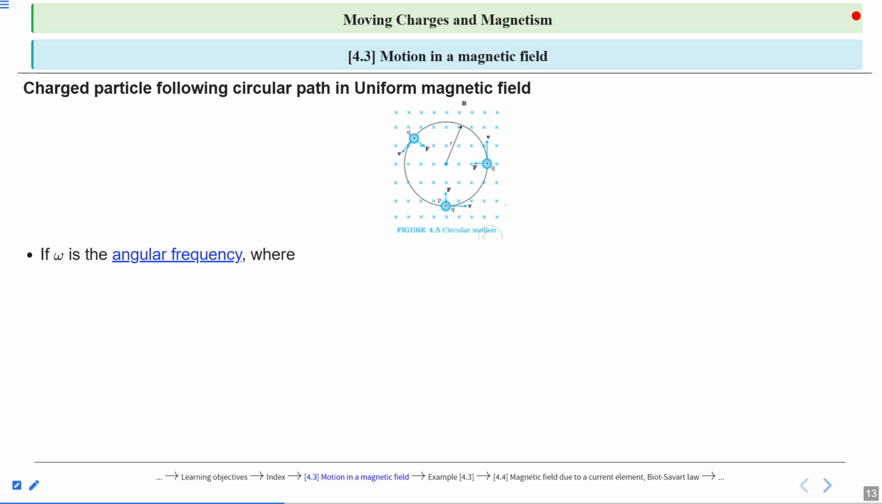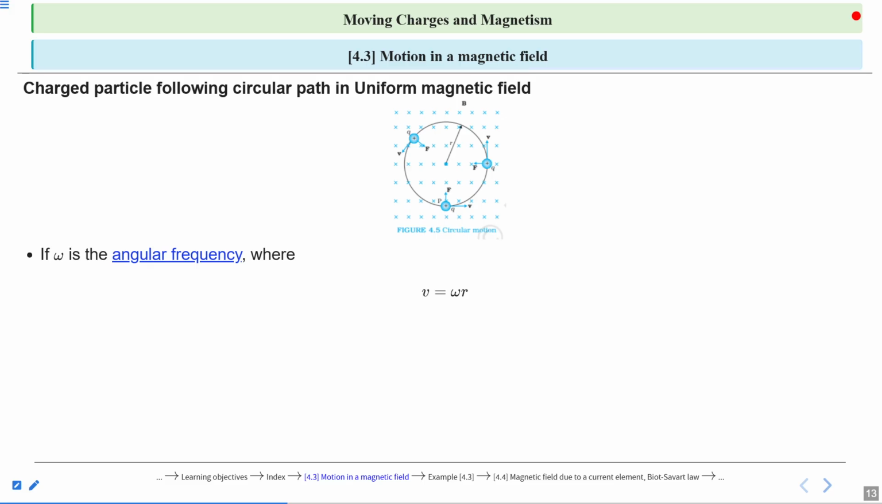So if omega is the angular frequency, or we can say angular velocity also. Omega is called angular velocity, and it is also called angular frequency, not simple frequency. That is linear frequency, nu. This is angular frequency, that is omega, and it is also named as angular velocity. Then we know that v equal to omega r.